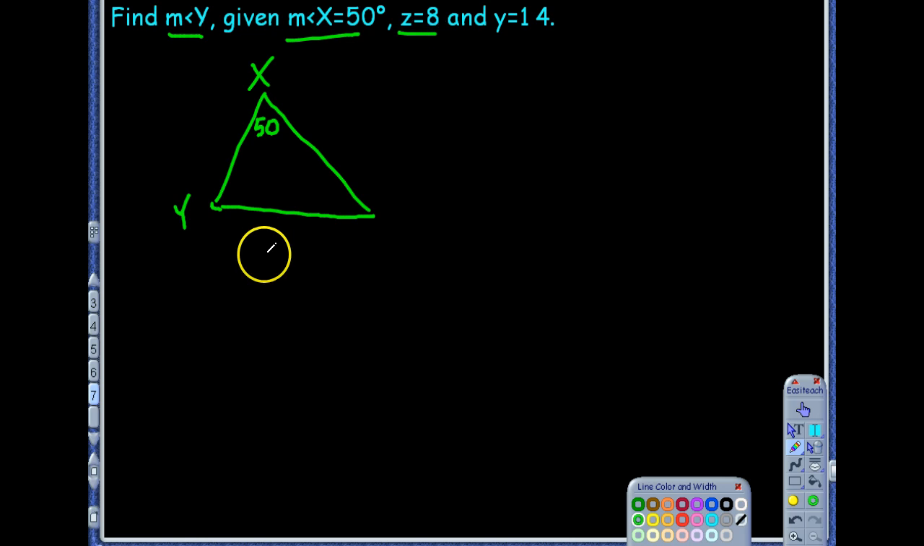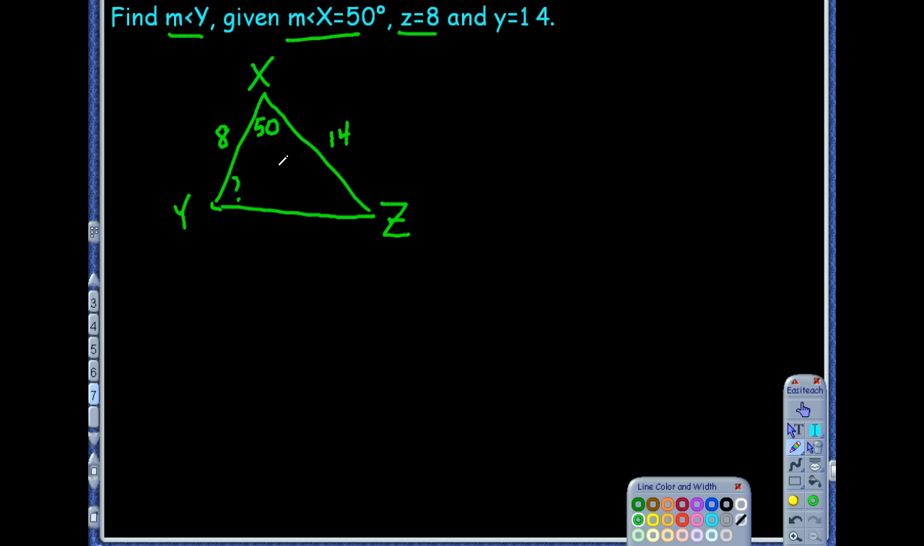And then Z is 8. Now, what does that mean? Well, if we have a side length of z, across from that would be the vertex Z. So this other angle should be angle Z, and then the side across from it is 8. And again, notice that lowercase z is saying side length, and then they're saying y is 14, so that should be located across from angle Y. So this is the angle we're trying to find. This is our question mark.